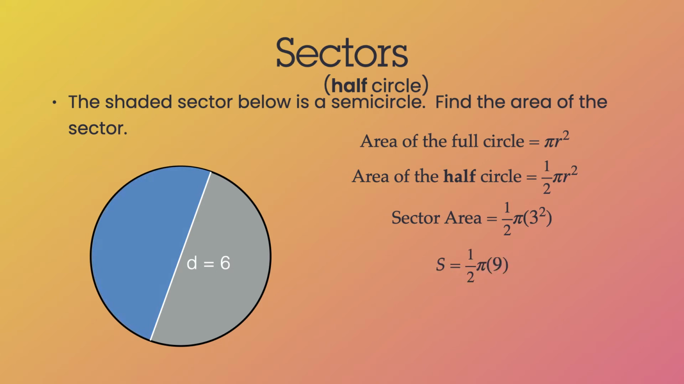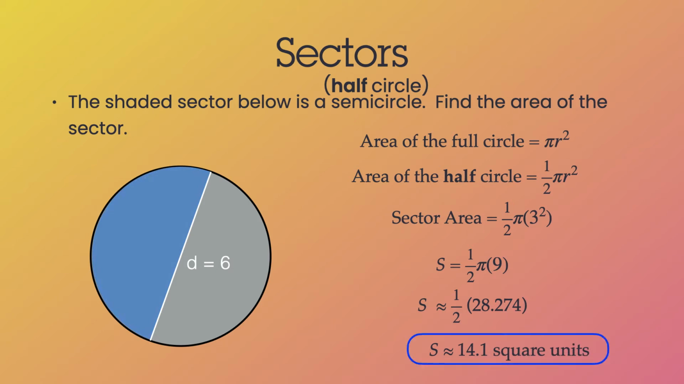So 3 squared is 9, and we'll multiply 9 times pi to get 28.274. Multiply that times 1/2 to get 14.137. So our final answer, our sector area is approximately 14.1 square units.